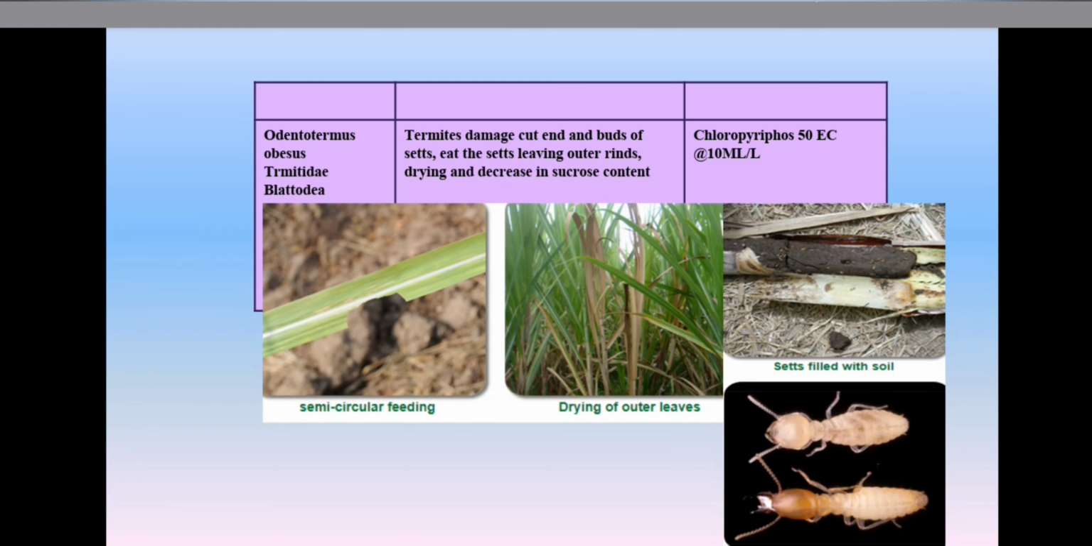Here you can see in the images how the termites are causing damage. In this image, the drying of the leaves is taking place, and in this image it is feeding on the entire internal content, only leaving the outer rind. The entire internal content became muddy. And this is the image of the termites. Mostly 80% of the damage is caused by the worker termites only.